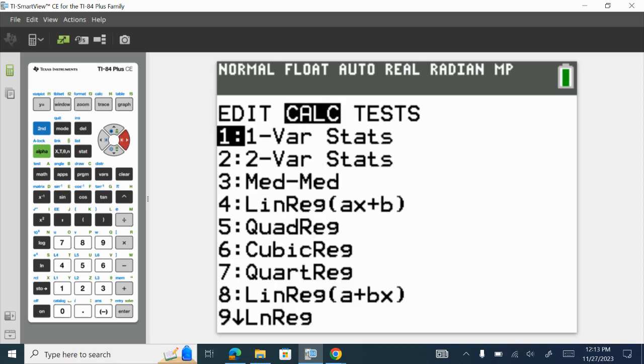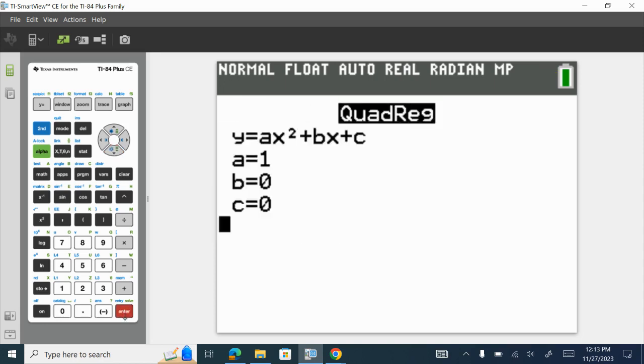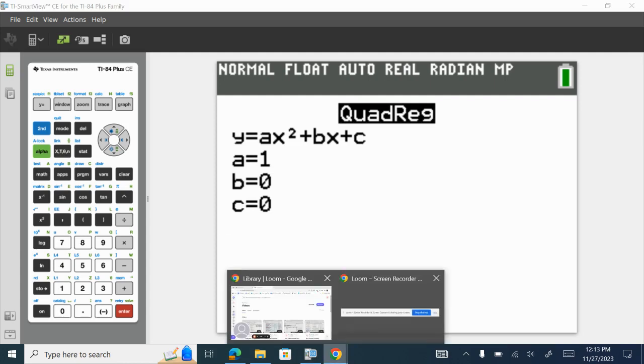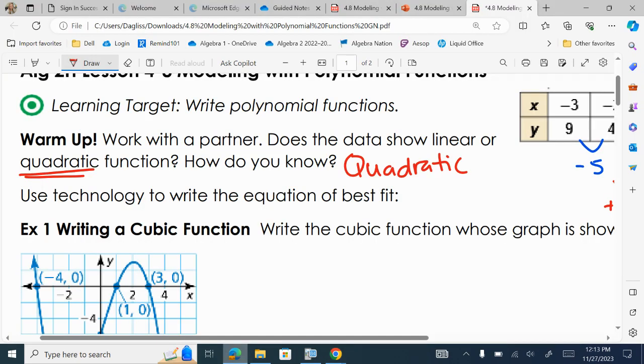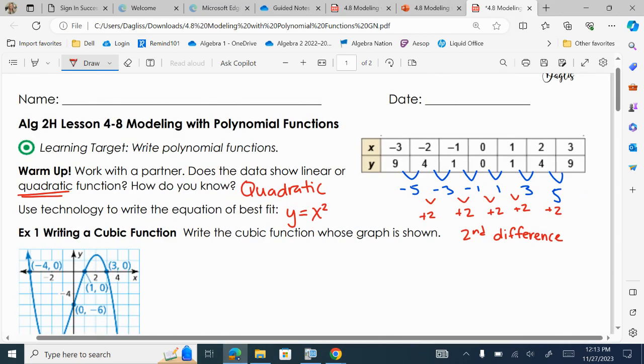We want to calculate. We said it was a quadratic. It's not a line, right? If it was a line, we would do 4. It's a quadratic, though, we're going to do 5. Click enter here. That's what we stored. And calculate. What's the quadratic equation? Y equals x squared. Doesn't that make sense? Look, -3 squared, -2 squared, -1 squared. That makes sense. It was the parent function.